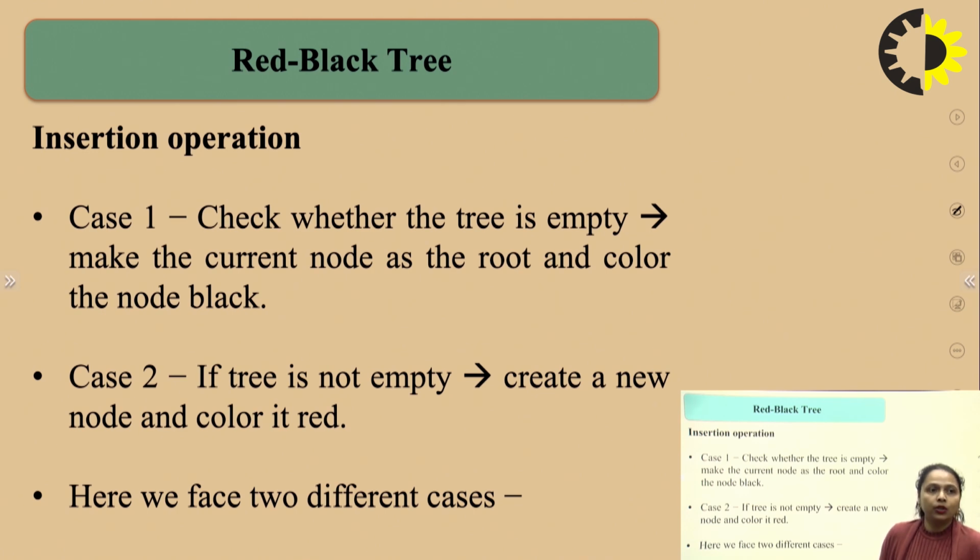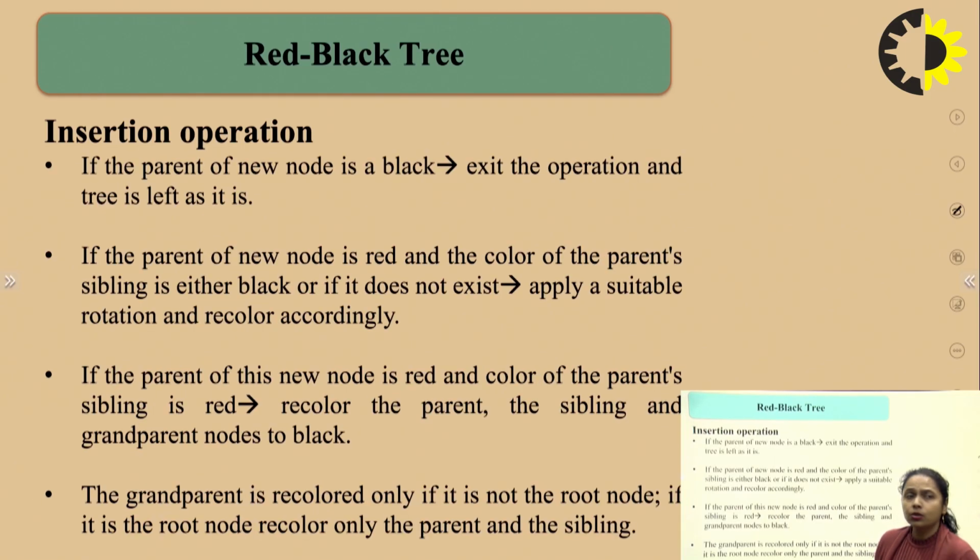Second case comes when your red-black tree is not empty. In that particular case, create a new node, color it red and insert it in the tree as we insert in a BST. Here also there are 2 different cases. First case is if the parent of the new node is black, or second case is the parent of the new node is red. So these 2 different cases will arise.